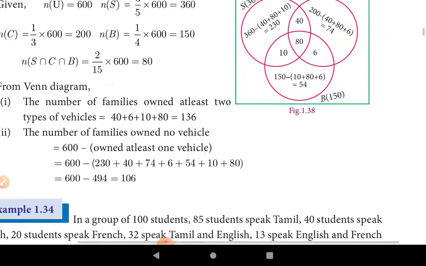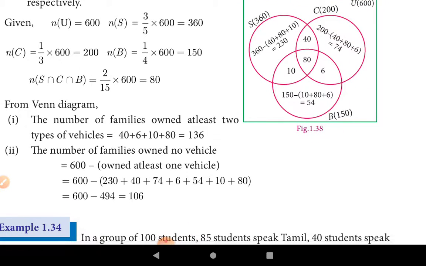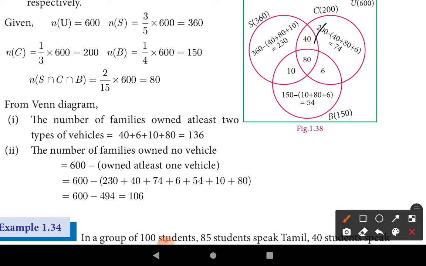Two types of vehicles means how many people use two types? You see this? 40. These are the people who are using two types of vehicles. 40, 6, 10, and also 80. Because the 80 people are using three vehicles, so we can include them, the people who are using three types of vehicles, in two types of vehicles also. Okay.